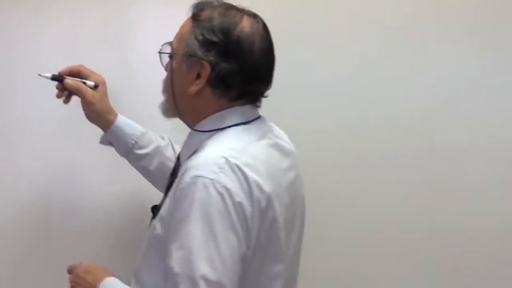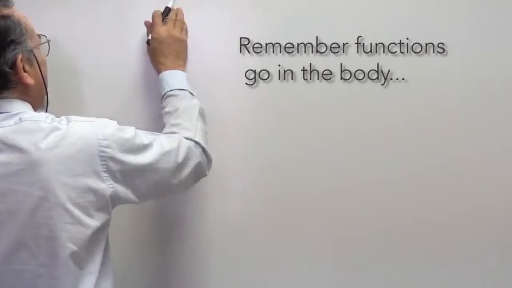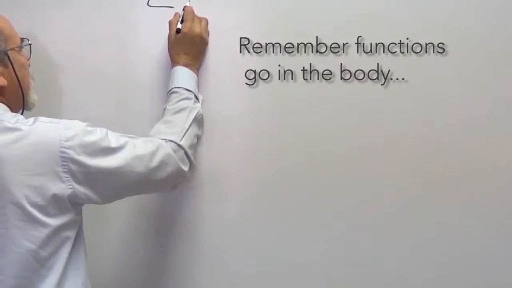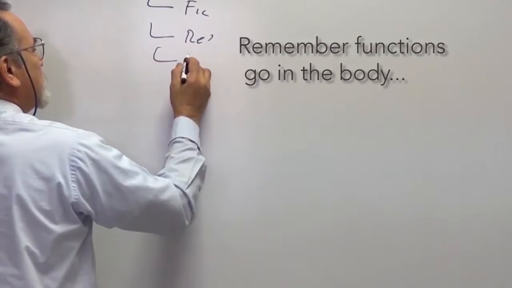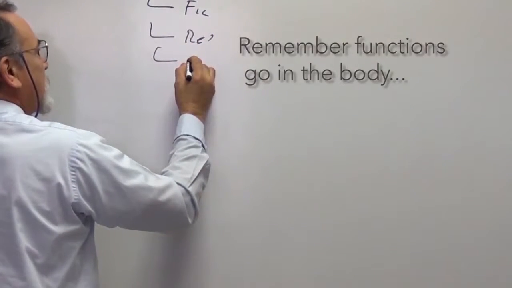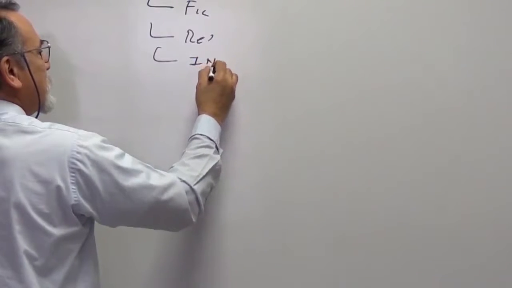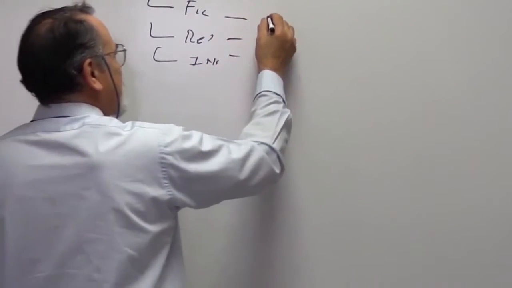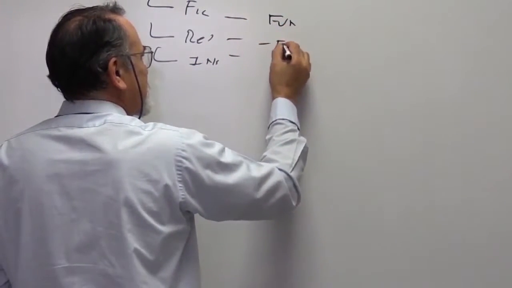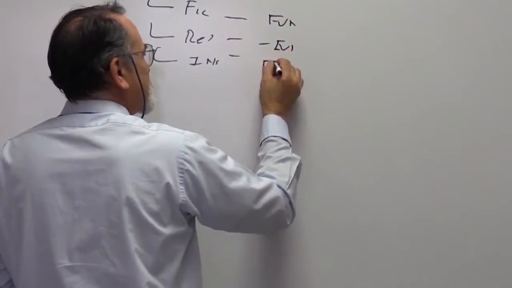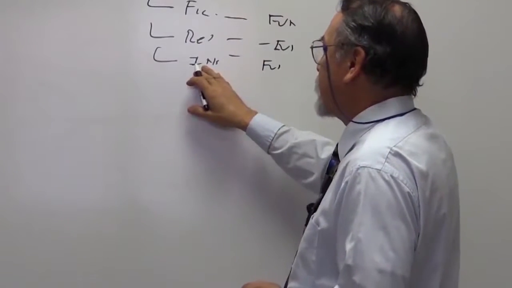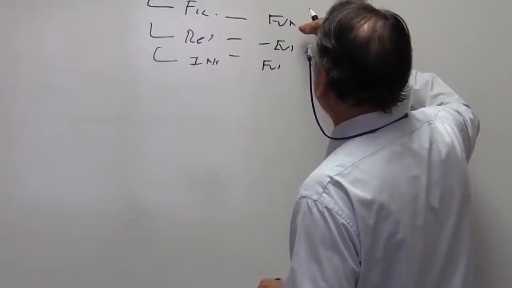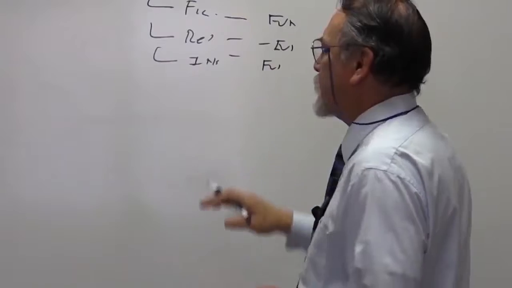So remember we were talking about the benefits. So in here you would say, I'm going to use a program for FICA, I'm going to use one for retirement, I'm going to use one for insurance. Okay, and each of these is going to have a function with it. So you're going to have like FICA, retirement, insurance, and you're going to have the function on each one.